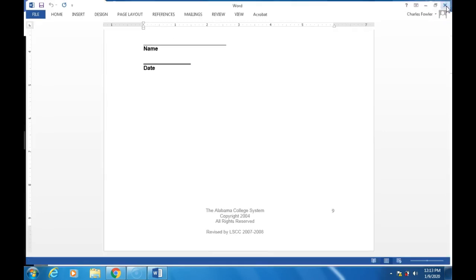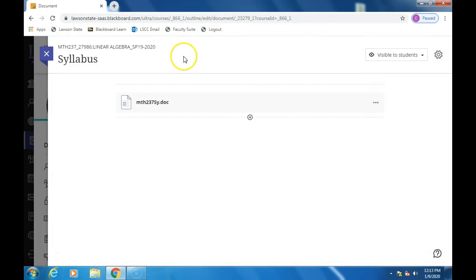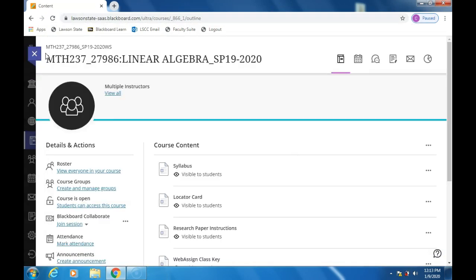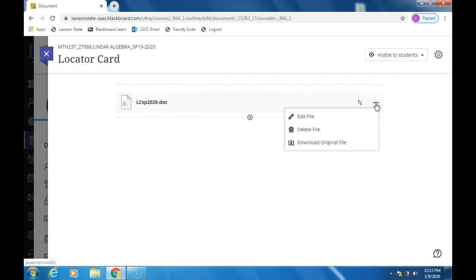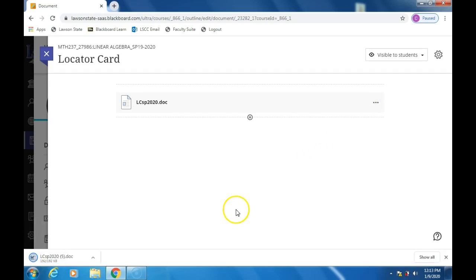So that's how you find it on this new Ultra. Okay, and see, everything's listed here. Here's the locator card. If you recall how that looks, that just shows when I'm on campus, not on campus. And again, it used to be I could click on this and it would open. It won't open now for me. Maybe it will for you. I have to go over here to this, which you shouldn't be able to do, and download the original file.